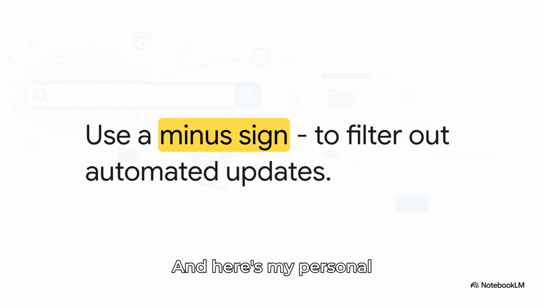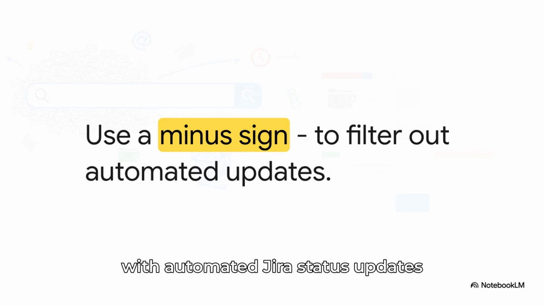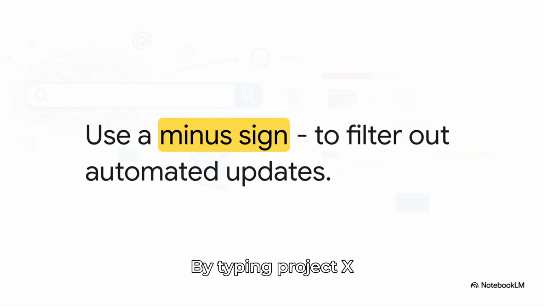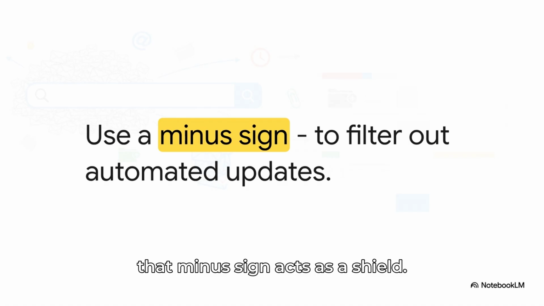And here's my personal favorite for IT engineers, the minus sign. Let's say you're searching for discussions about Project X, right? But your inbox is just absolutely flooded with automated Jira status updates that you do not care about. By typing Project X space minus status, that minus sign acts as a shield. It drops all those useless automated updates right out of your results so you can actually find the real human conversations.